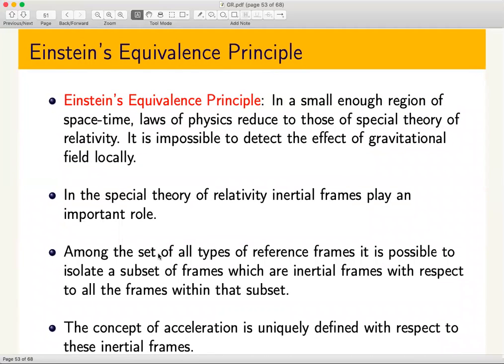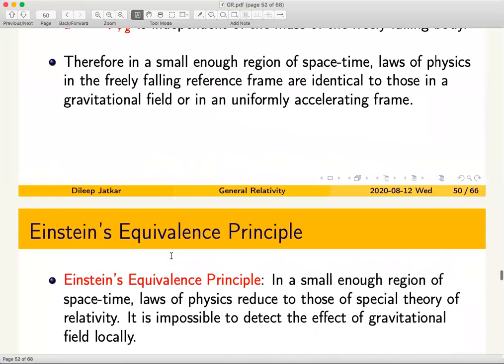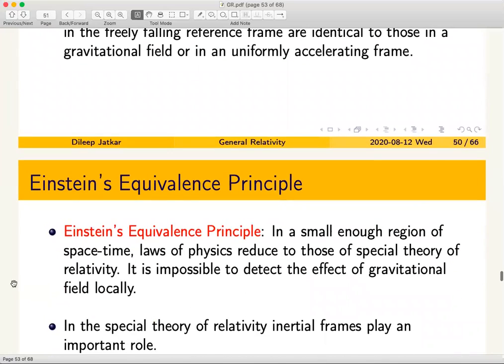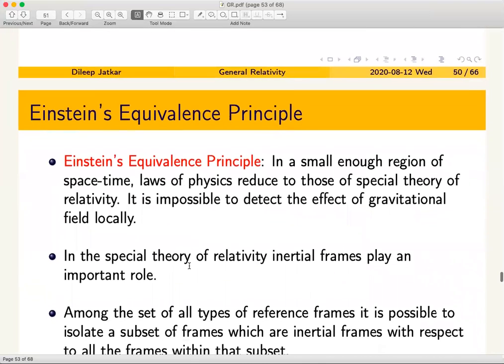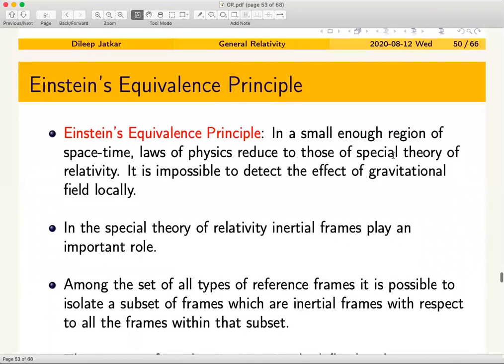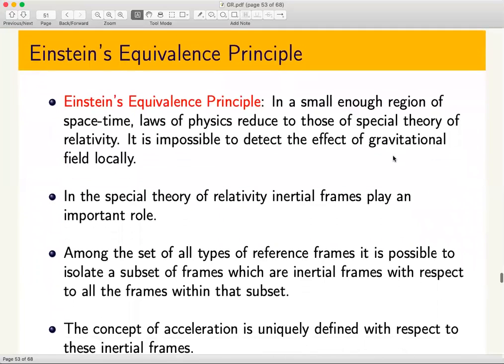Okay, so let's go over to Einstein's equivalence principle. Einstein's equivalence principle states that in a small enough region of space-time, the laws of physics reduce to those of special theory of relativity. A small change from the weak equivalence principle: you are talking about special theory of relativity, which also implies that in a small enough region there is no effect due to gravity. Therefore it is impossible to detect any effect due to gravitational field locally. By locally, I mean in a small enough region.